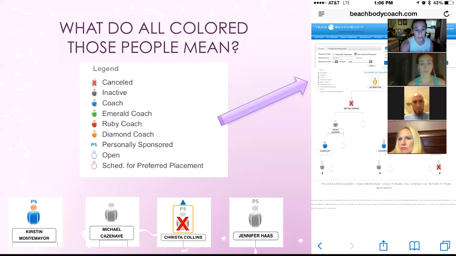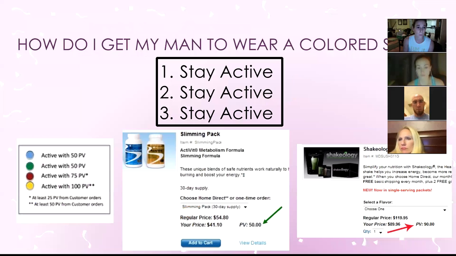So the little gray person at the bottom, Michael, he's not my personally sponsored coach. That's actually Christopher's dad. He's under Christopher. But he's in my organization because he was signed up after me. So he's accruing volume. Well, he's not right now because he's inactive. But if he was active, he'd still be accruing team volume for me, even though he's not mine. Like I said, the red X is a canceled coach, and then Jennifer is a personally sponsored coach of mine, but she's inactive. So that's the different looks of the people.